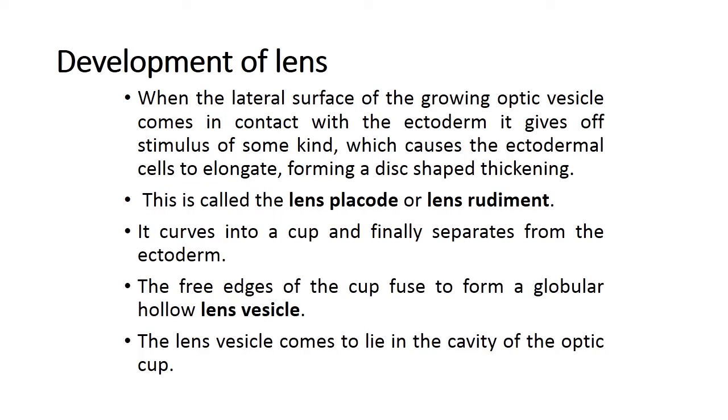And the lens. When the lateral surface of the growing optic vesicle comes in contact with the ectoderm, it gives off a stimulus of some kind which causes the ectodermal cells to elongate, and this forms a disc shaped thickening. This disc shaped thickening is what you call the lens placode or lens rudiment. It curves into a cup and finally separates from the ectoderm. The free edges of the cup form a globular hollow lens vesicle. The lens vesicle comes to lie in the cavity of the optic cup that is being formed.